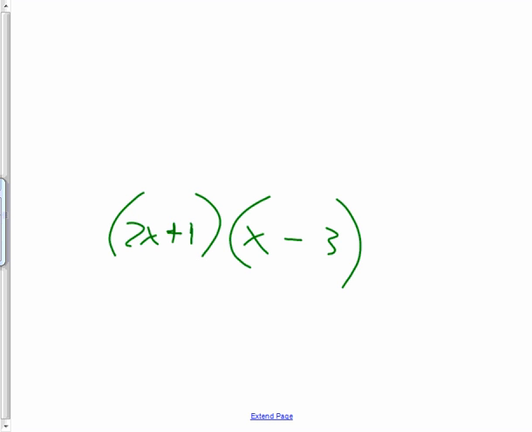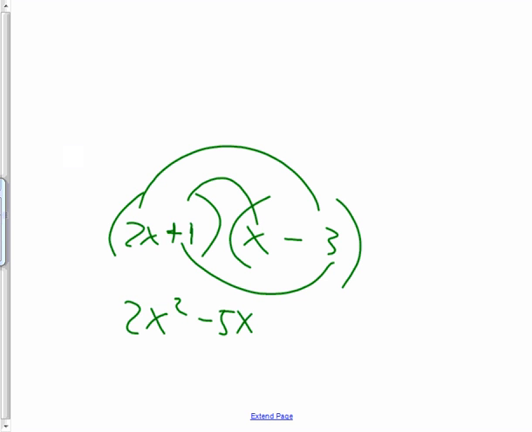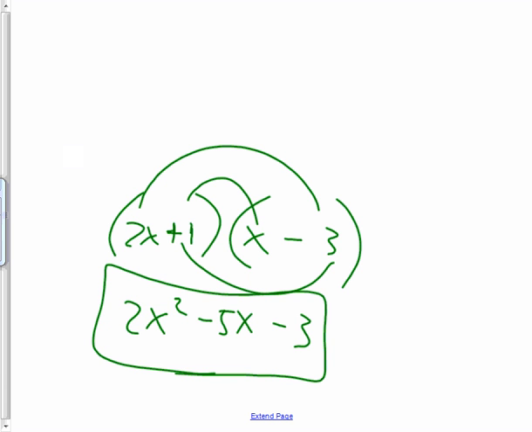When you're done, actually write it on paper. 2x squared. This is negative 6. This is positive 1 minus 5x. Last makes negative 3. So there's one where a is not equal to 1. What is a equal to in this one? 2. That's the a term. So that's an example of a problem where a is not equal to 1.